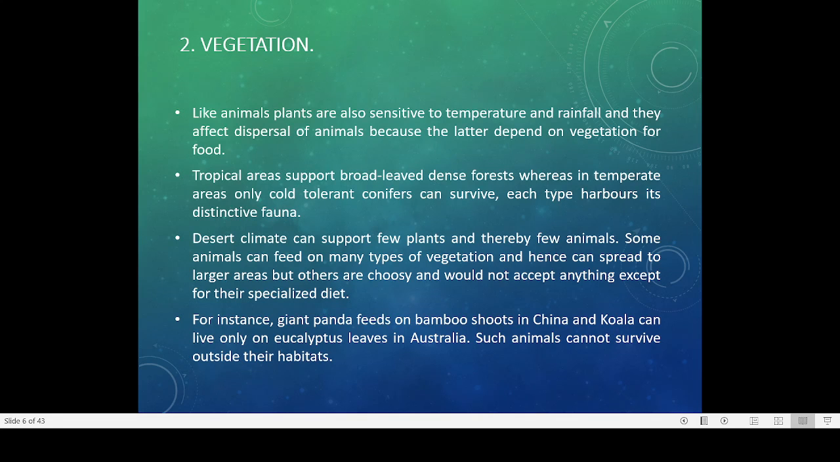Then desert climate can support few plants and thereby few animals. Some animals can feed on many types of vegetation and can spread to larger areas, but others are choosy and will not accept anything except for their specialized diet.